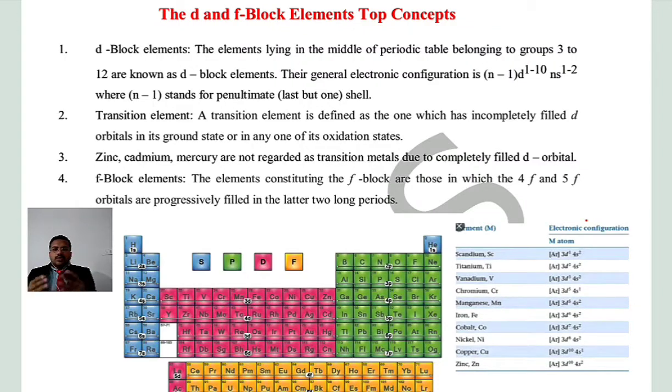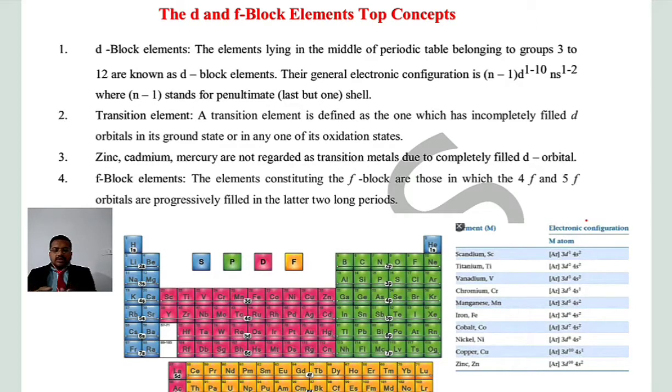Good morning to all. Today we will be discussing the 8th chapter, that is D and F block elements. So as we all know, the modern periodic table is comprised of 4 blocks. They are S, P, D and F. In this particular periodic table, the 4 blocks are differentiated using the color codes.